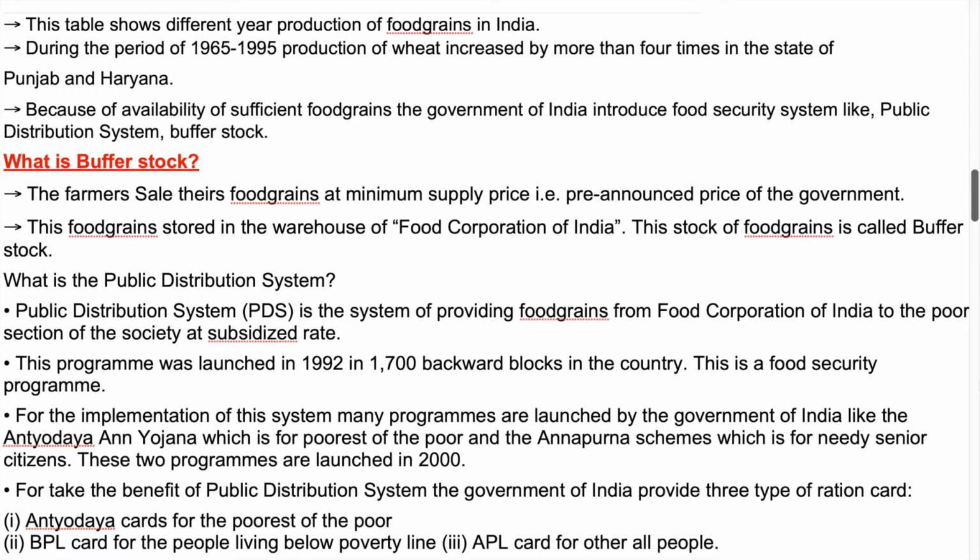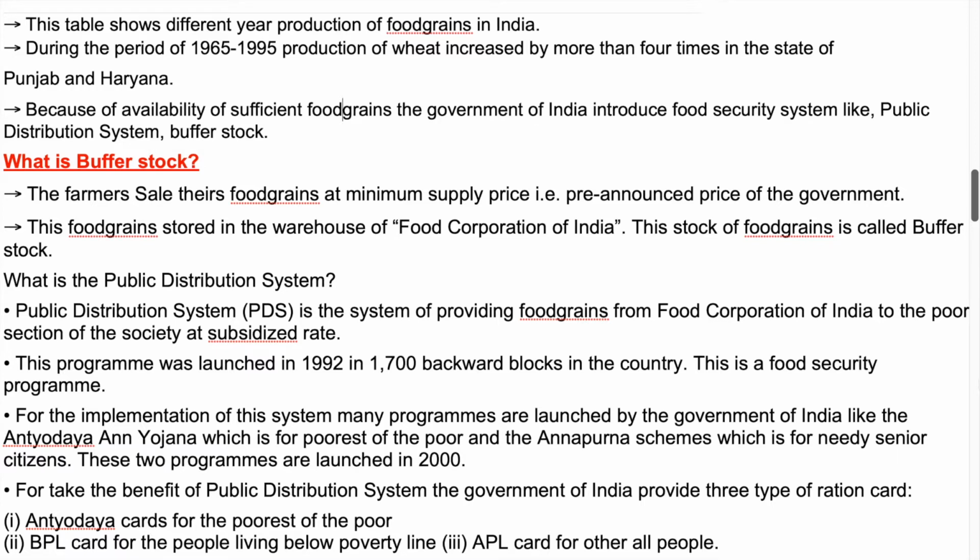What is buffer stock? The farmers sell their food grains at minimum support price, i.e. the pre-announced price of the government. This food grain is stored in the warehouses of the Food Corporation of India. This stock of food grains is called buffer stock.